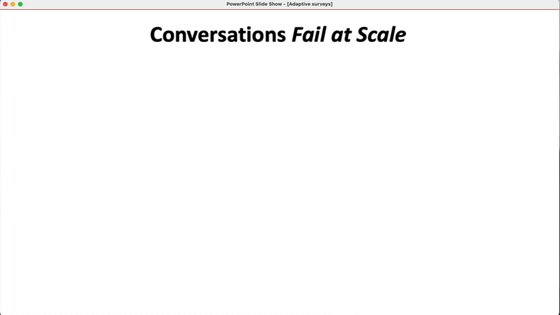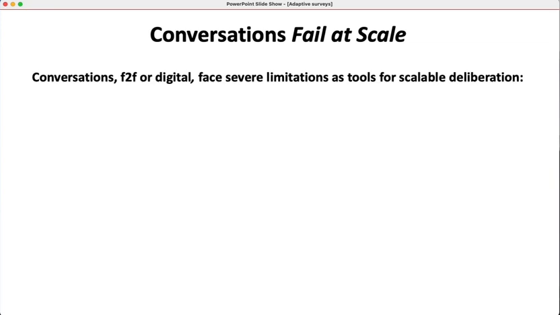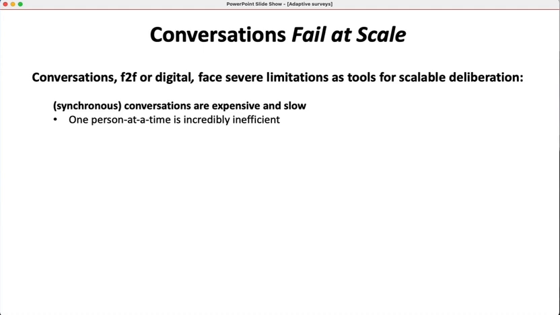The time-honored approach for doing these kinds of collective decision making is basically some form of conversation, either face-to-face or digitally mediated, but conversations in general face severe limitations as tools for doing effective deliberation at scale. For one, and this is particularly true for synchronous conversations, they tend to be very expensive and slow. Given that only one person can contribute at a time, that can be incredibly inefficient when there's lots of people involved. Just scheduling such synchronized meetings can be very difficult to do.